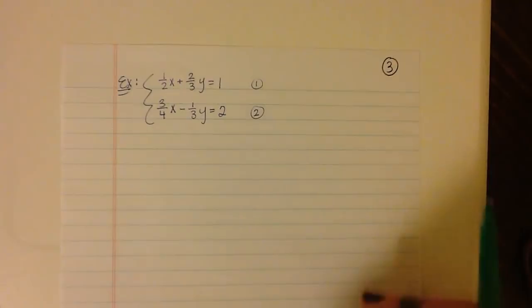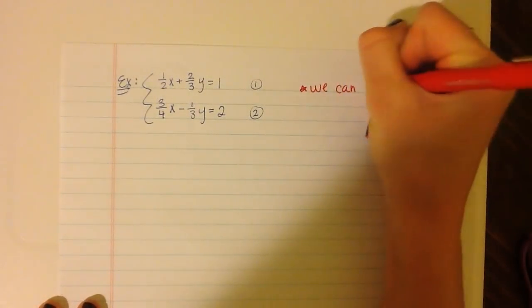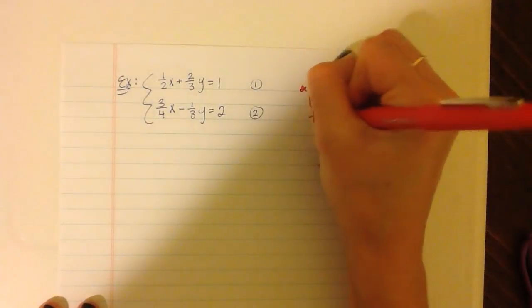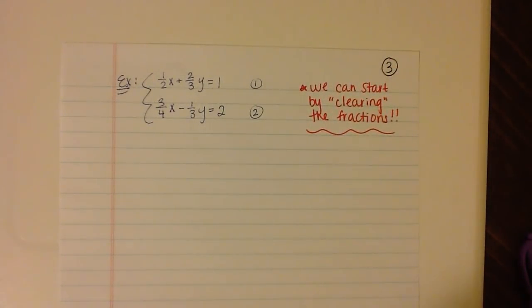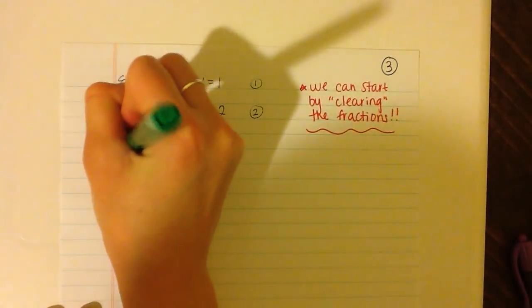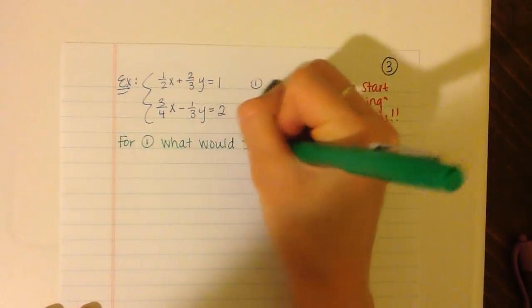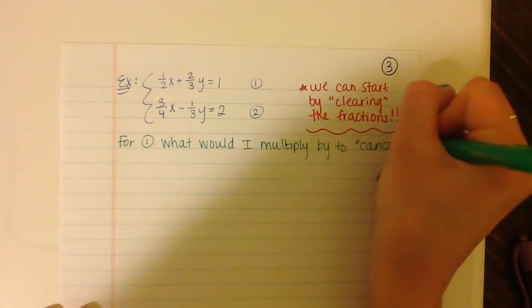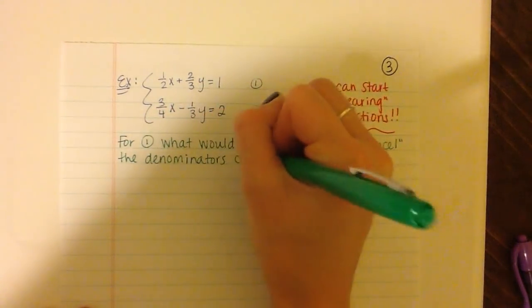So these are our two equations we're going to work with. Let's make a little note to the side. We can start by clearing the fractions. So that's the first thing we want to do. So for the first equation, what would I multiply by to cancel the denominators of 2 and 3?